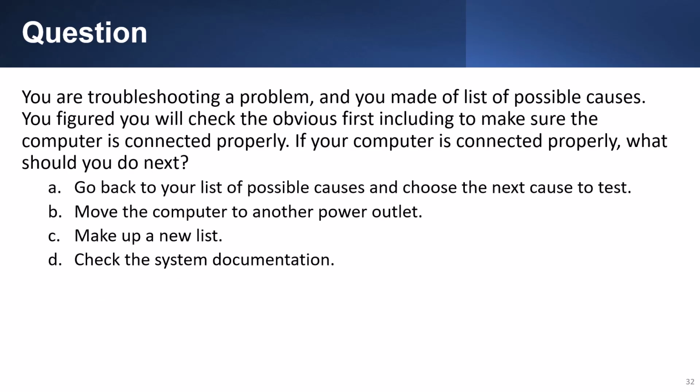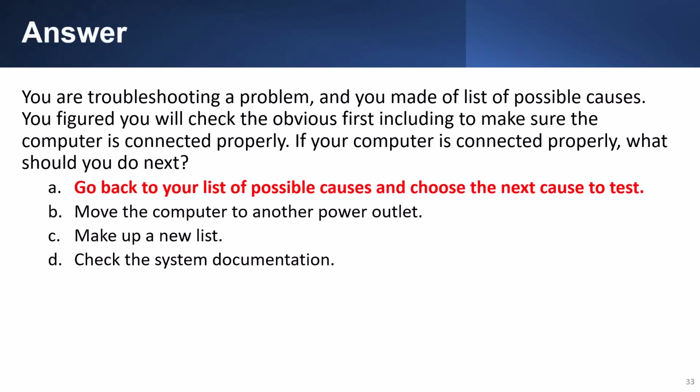Question: You're troubleshooting a problem and you made a list of possible causes. You figured you will check the obvious first, including making sure the computer is connected properly. If your computer is connected properly, what should you do next? Answer: Go back to your list of possible causes and choose the next possible cause to test. You will not always figure out problems the first time. This is the reason a methodology is used to make the troubleshooting more efficient. Therefore, if you did not get it right the first time, go back to the list.